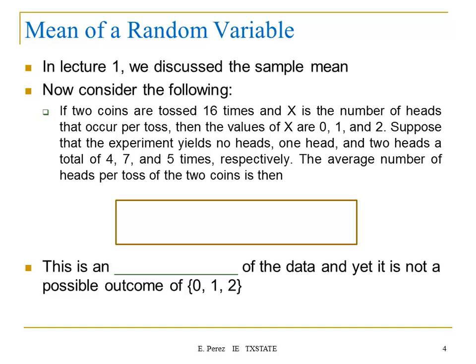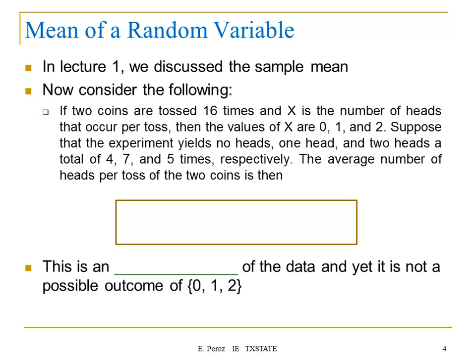So let's start with what I just said. We know in lecture 1 we discussed how to get the sample mean. Now let's consider the following. Let's go back to this example in which you have 2 coins and you're tossing those 2 coins 60 times. And x is your random variable, the number of heads that occurs per toss. So you're giving a value of 0, 1 to this x random variable. So let's say that the values you get is 0, 1, or 2, meaning that you have no head, 1 head, or 2 heads. Okay?